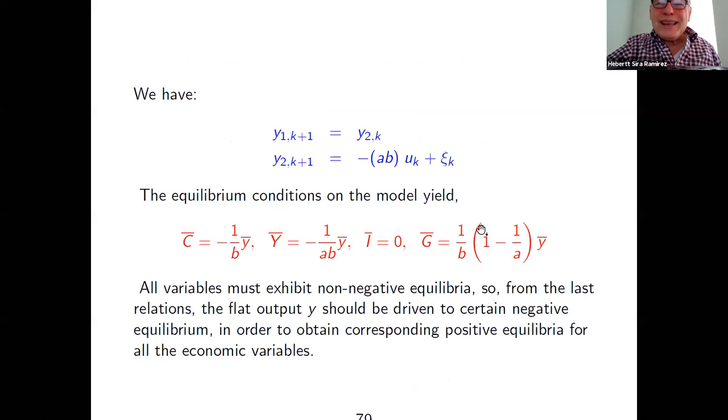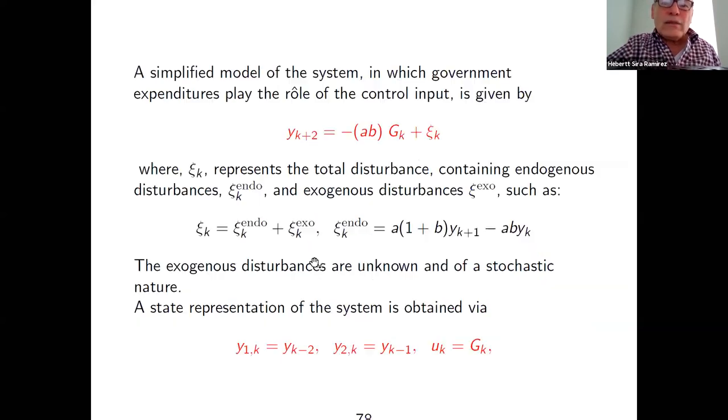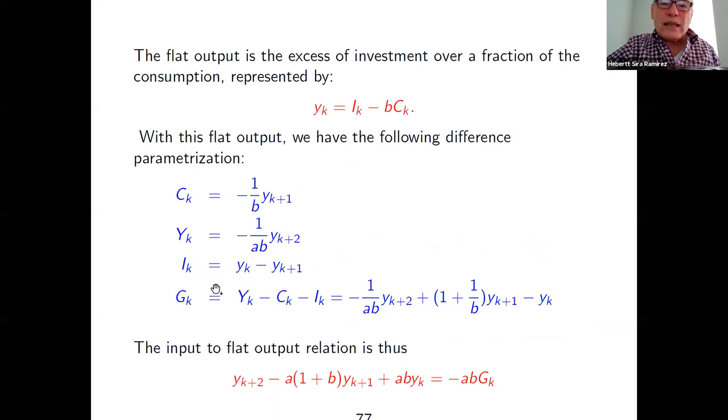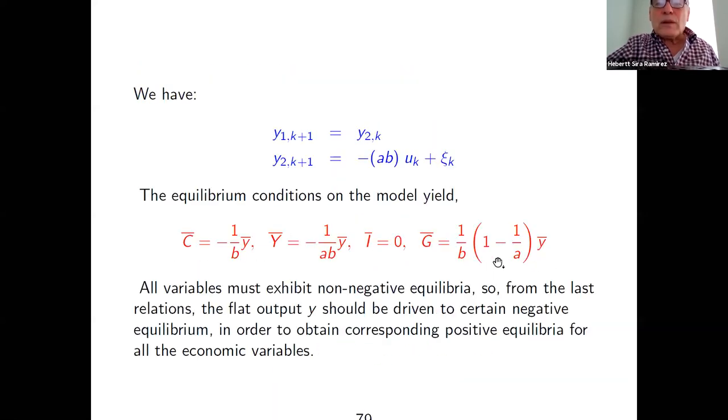Okay. So we have a nice equilibrium, and therefore we can choose the objective in terms of the flat output in order to achieve that equilibrium. Of course, all the state variables are related because they satisfy difference equations, and also they satisfy an algebraic equation, which is very important. Therefore, the objective is somehow tied. All the variables are not free to take whatever values they want, as is normal in state space.